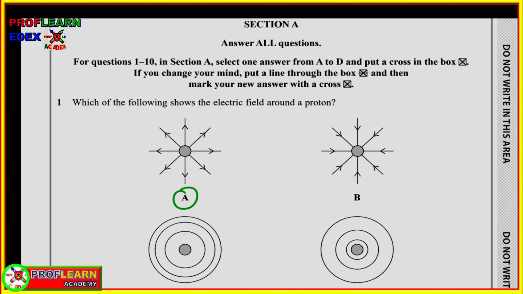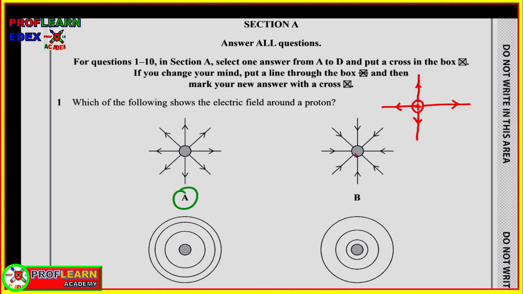So what you need to understand is that a proton is positively charged and is going to be considered as a point charge. So if we are talking about a positive charge and that is a point charge, then it means that the fields are going to be radial and they are always directed away from the positive charge. So in that case, we are going to look for a diagram that looks like that.